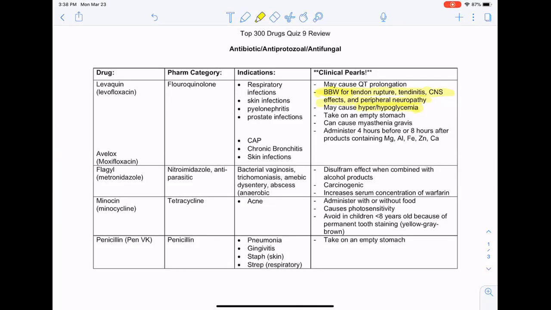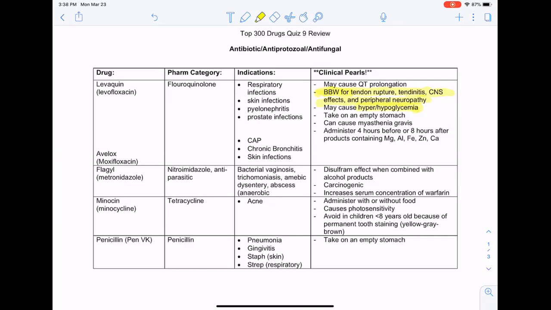And then another good counseling point is to administer 4 hours before or 8 hours after products containing magnesium, aluminum, zinc, and calcium. So think about things like antacids and milk products, that sort of thing. You don't want to take it with a glass of milk, or with Tums or something like that. So now we'll move on to the next medication here.